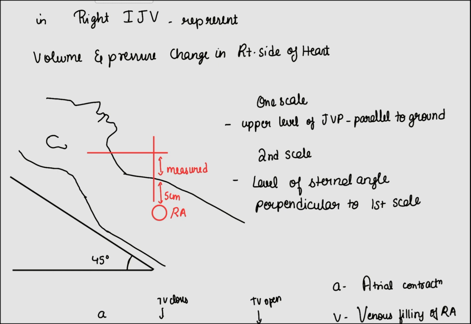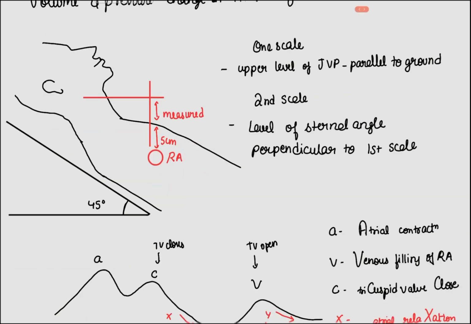It should be parallel to the ground, and the second scale is kept at the level of the sternal angle, perpendicular to the first scale. So the distance is measured, and somewhere between 1 to 2 centimeters is usually how we see it. Then we add 5 centimeters because that's the distance between right atrium and the sternal angle. So this is how you measure JVP.